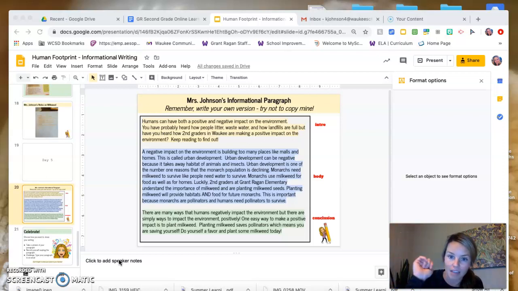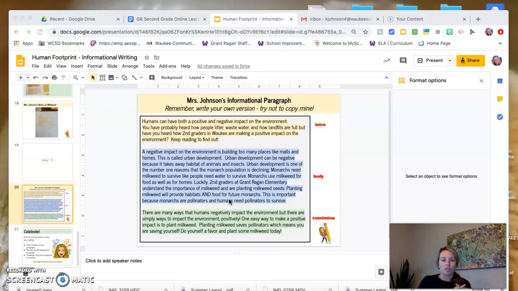Let's get to the body of my paragraph. A negative impact on the environment is building too many places like malls and homes. This is called urban development. Urban development can be negative because it takes away habitat of animals and insects. Urban development is one of the number one reasons that the monarch population is declining. Monarchs need milkweed to survive, like people need water to survive. Monarchs use milkweed for food as well as for homes.